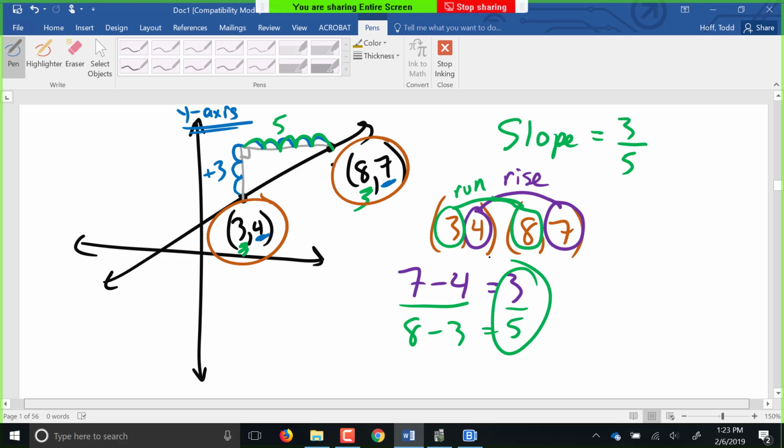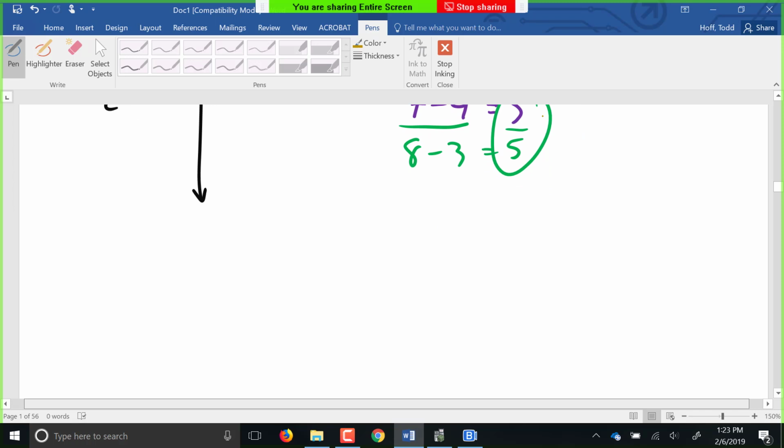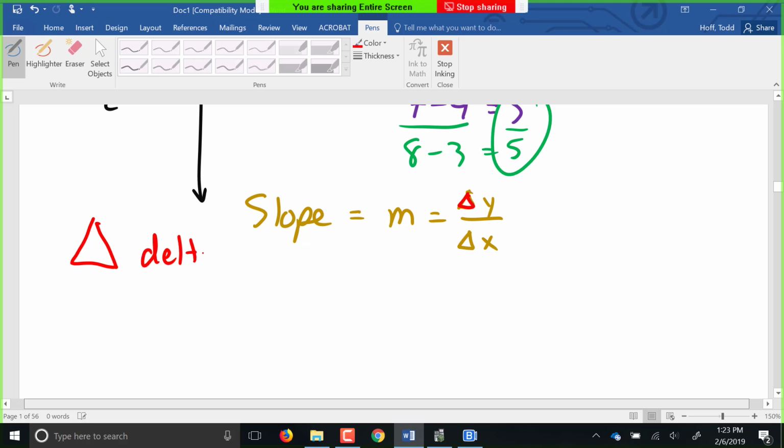So we have a formula describing the slope. The symbol that we use for slope in algebra is the letter M, and it is the change in the y over the change in x. This little symbol here, the little triangle, is the Greek letter delta. It's a capital delta. Small delta looks like a musical note, and that means change in.